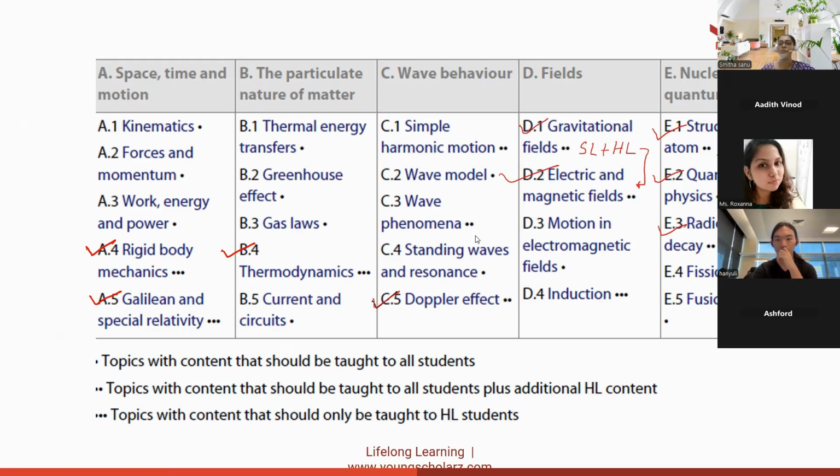Let's go to the last part, which is nuclear and quantum. As you can see, quantum physics is not there for SL students, but E1 and E3 have SL and HL content. E4 and E5 have only SL content. Especially for SL students, there are a lot of topics which you are not doing. So that's how you come to know this is what I have marked.